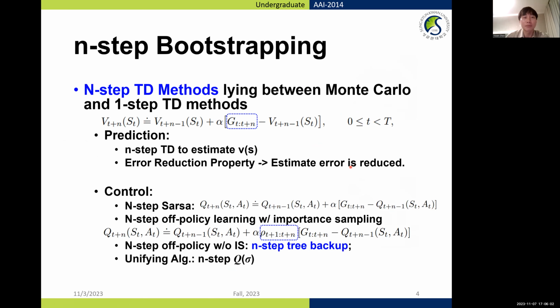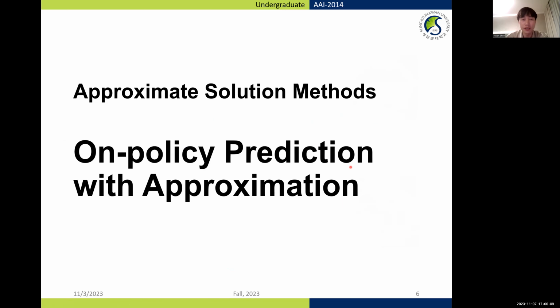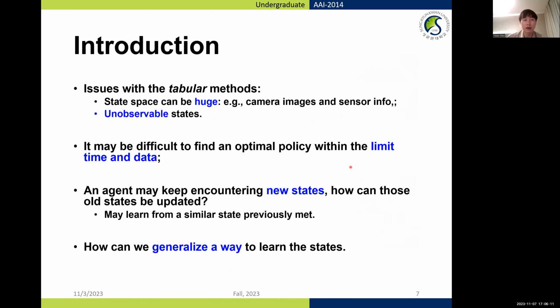Actually, this is from what we learned previously: n-step bootstrapping and planning with learning. I will not cover it. I will briefly cover what we learned in the last lecture.